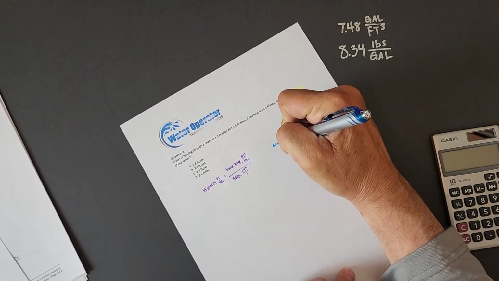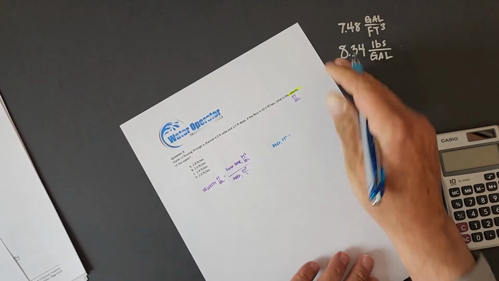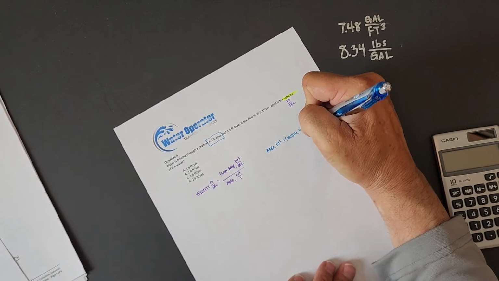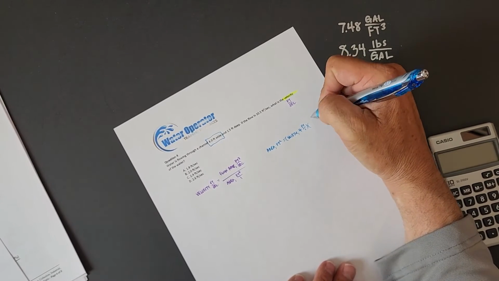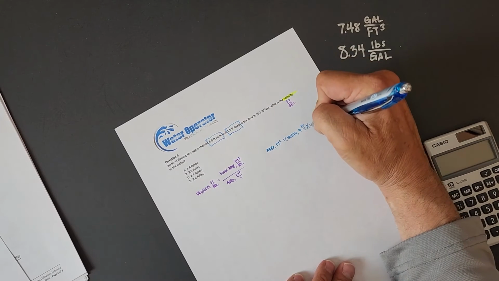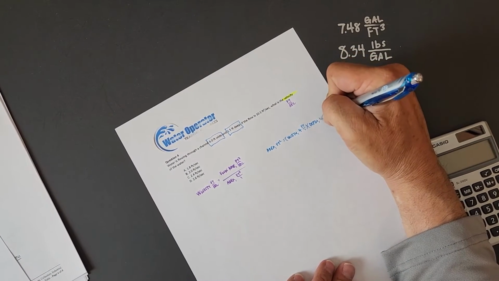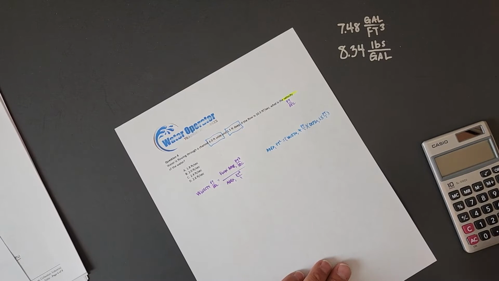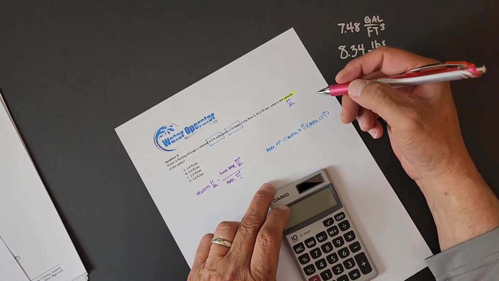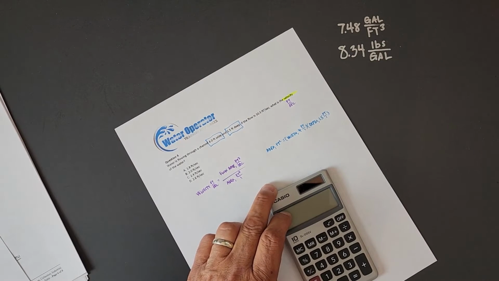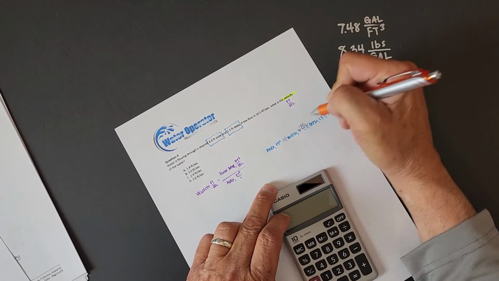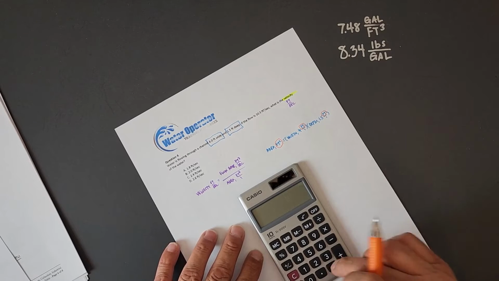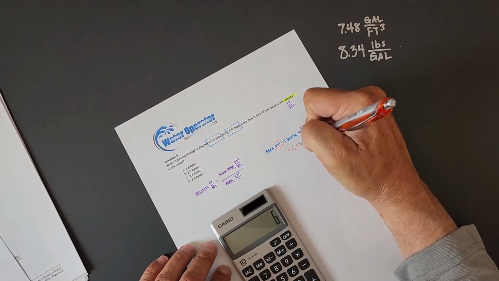So we will write area in square feet equals the width of 4 feet over 1 multiplied by the depth, 1.5 feet over 1. We want square footage. We have feet here and feet here. That's going to give us square feet. So let's multiply that out. 4 feet times 1.5 gives us 6 square feet.